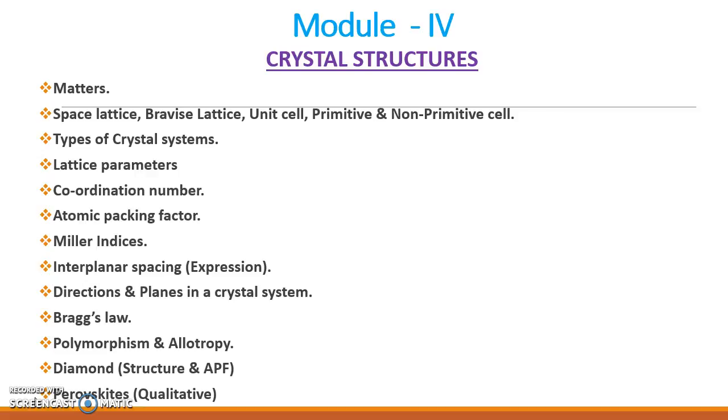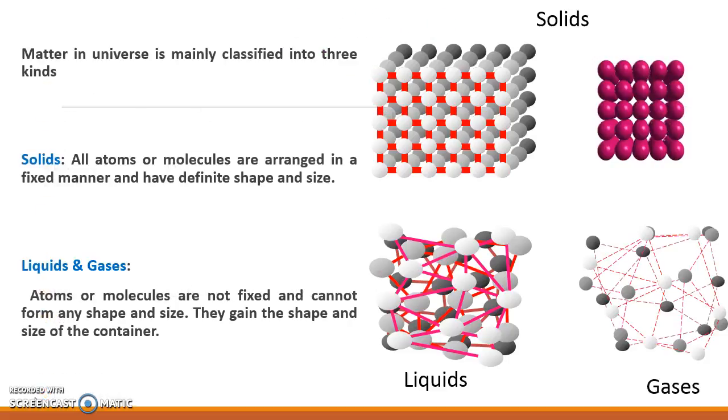Miller indices and interplanar spacing, expression for interplanar spacing in terms of Miller indices. Then we discuss the directions and planes in the crystal system, Bragg's law and Bragg's spectrometer. Then we discuss polymorphism and allotropy, and also the structure and atomic packing factor of diamond. Finally, we discuss the perovskites.